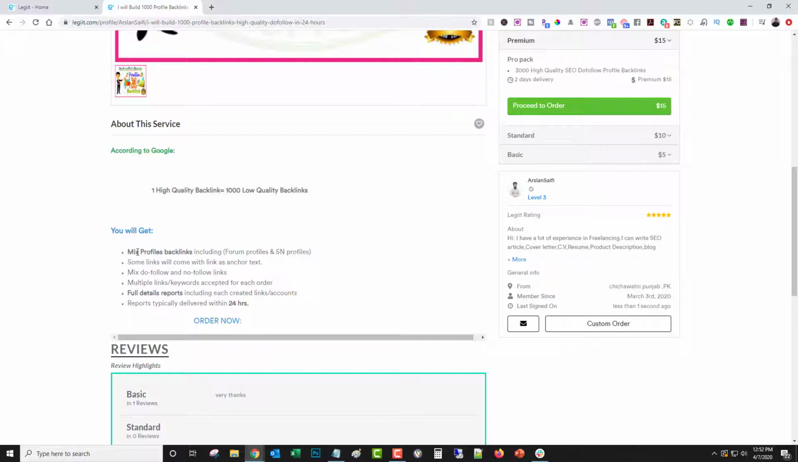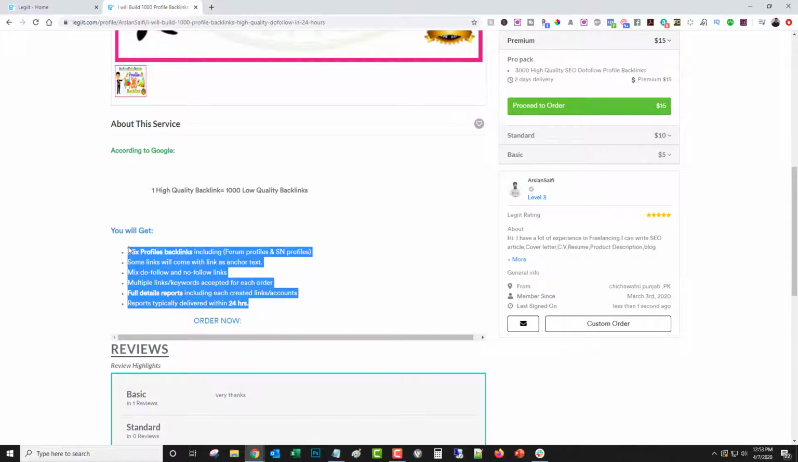"Mixed profiles, backlinks, including forum profiles and SN profiles." The grammar needs some work. Now, mistakes happen, but that's one thing that people will hold against you. "Some links will come with links as anchor text, mixed to follow." Basically a few nerdy details is all you get.